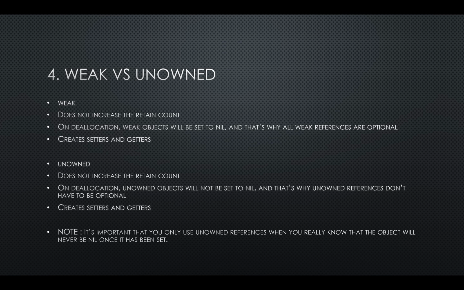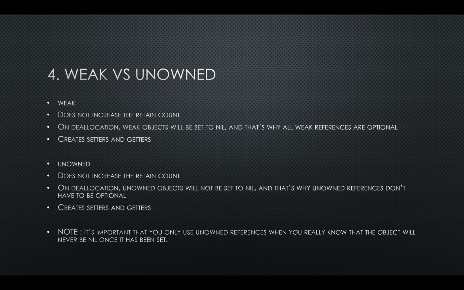That's the difference. Weak versus unowned. So weak, as we talked about, does not increase the retain count, and ARC can deallocate weak objects and set them to nil, and that is why weak references can be optional, whereas unowned is also something like weak. It does not increase the retain count, and it can be deallocated by ARC, but on deallocation, it will not be set to nil.